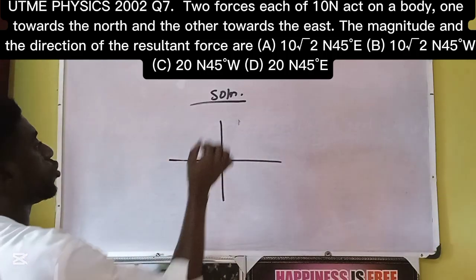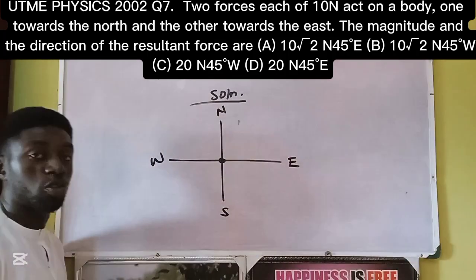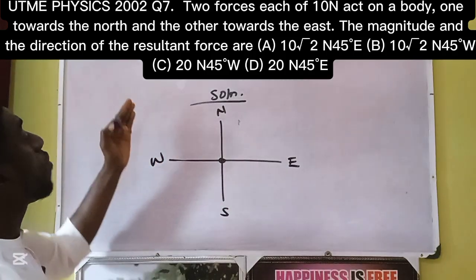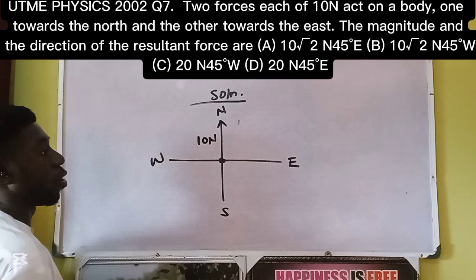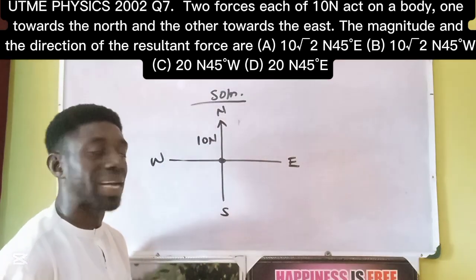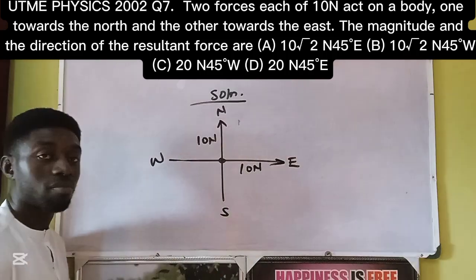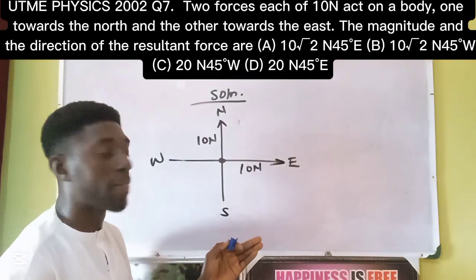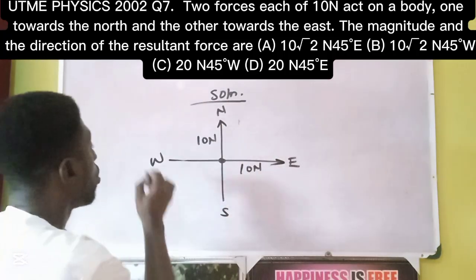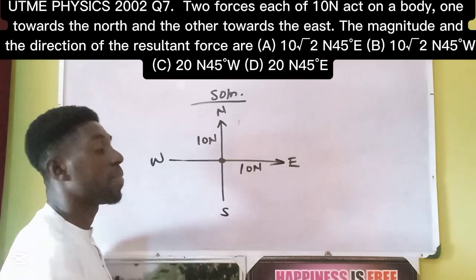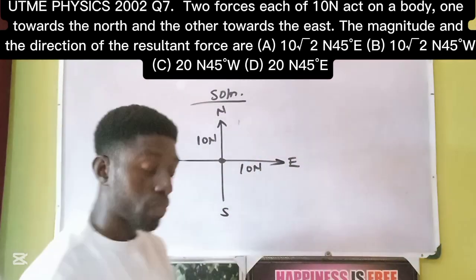One force is going due north. This is north, south, west, and east. Are we together? So one force is going due north with a magnitude of 10 Newton. Recall, north and east maintain the same magnitude. Then the other force is going due east with a magnitude of 10 Newton. You can now see that the directions favored there are north and east, so west and south are neglected. So focus here. The question says the magnitude and the direction of the resultant force are.